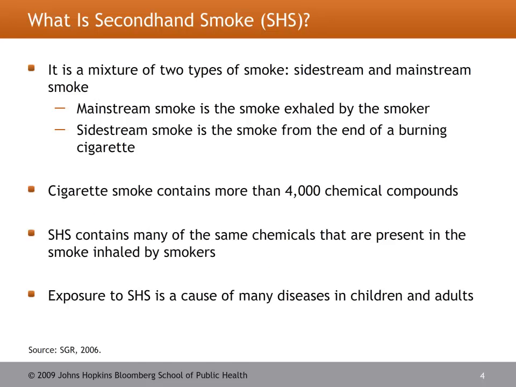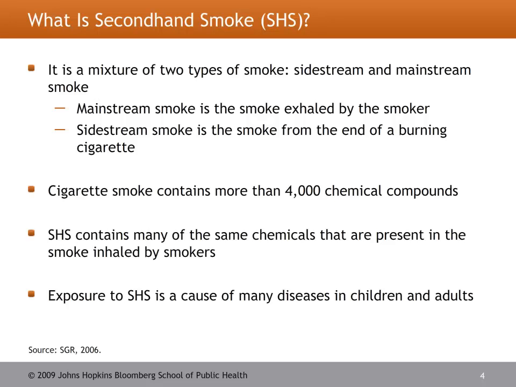So what exactly is secondhand smoke? Secondhand smoke contains gases and particles and is made up of mainstream and sidestream smoke. The mainstream smoke is the smoke that's exhaled by the smoker themselves, and then you have sidestream smoke, which comes off the end of the burning cigarette.